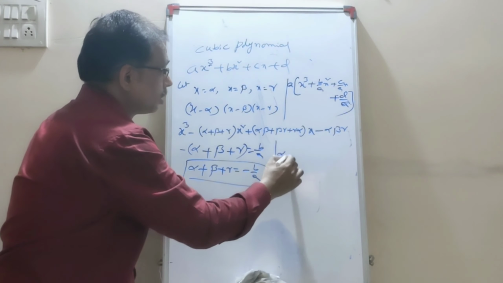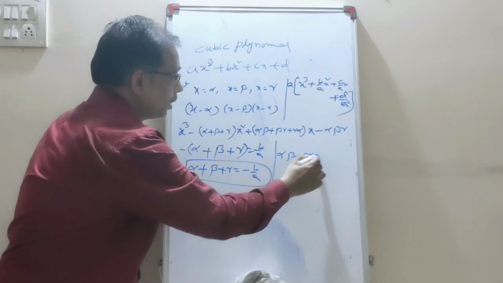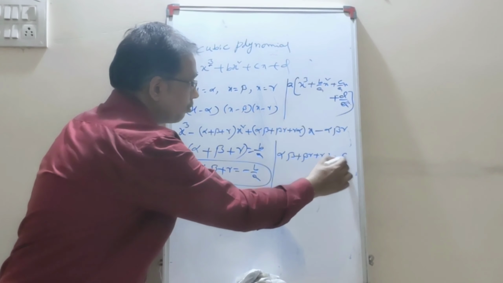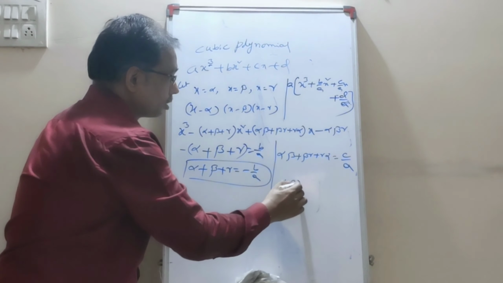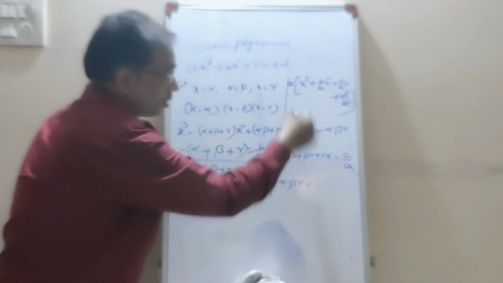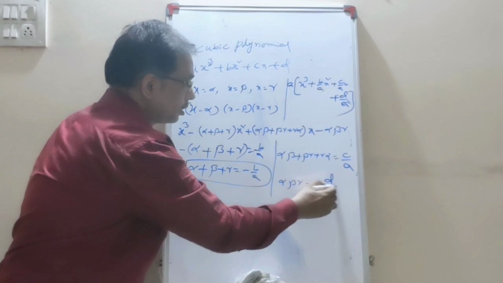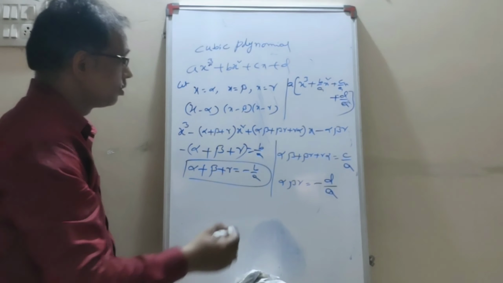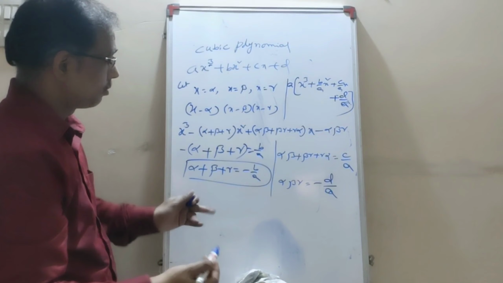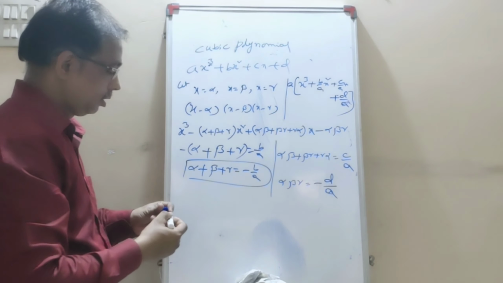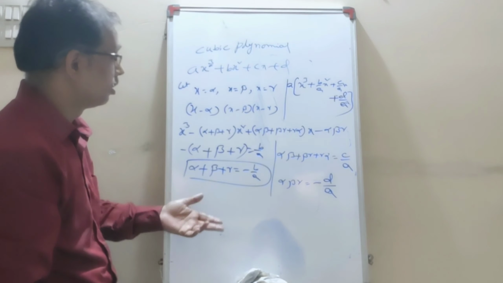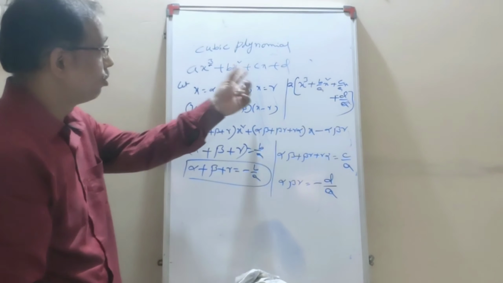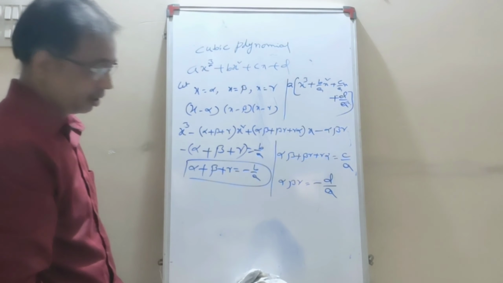And the second is alpha beta plus beta gamma plus gamma alpha is c by a. And last, alpha beta gamma is minus d by a, by transferring that side. So like this we can easily remember these formulas. By using these formulas, we can find the relation between the zeros of the polynomial and the coefficients of the given cubic polynomial.